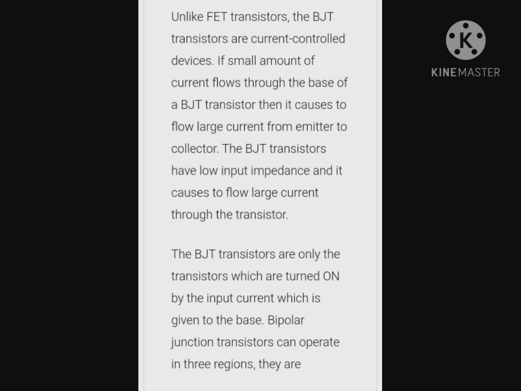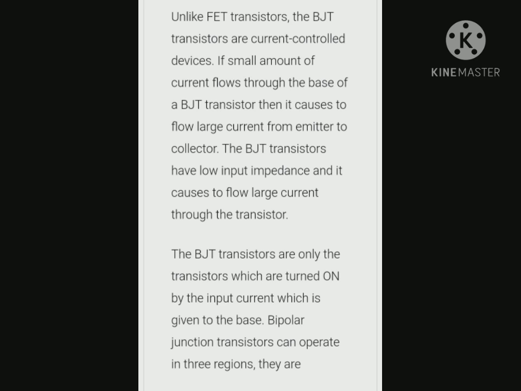Unlike FET transistors, BJT transistors are current controlled devices. If a small amount of current flows to the base of a BJT transistor, then it causes a large current to flow from emitter to collector. BJT transistors have low input impedance and it causes a large current to flow through the transistor. BJTs are the only transistors which are turned on by the input current which is given to the base. A bipolar junction transistor can operate in three regions.